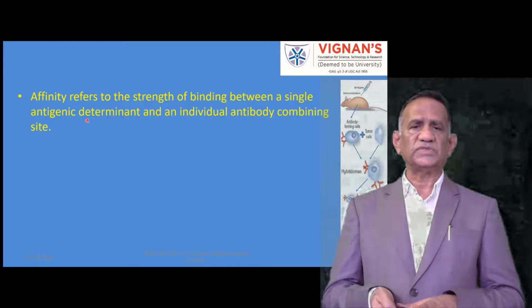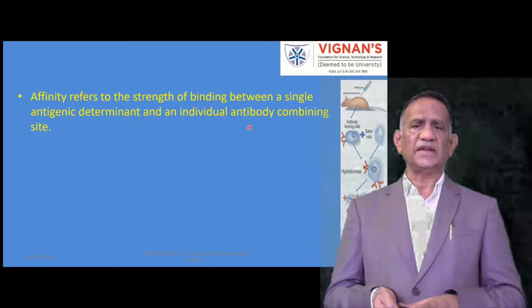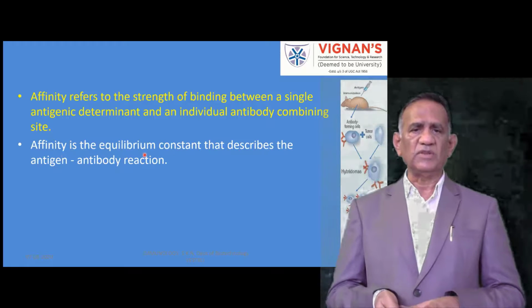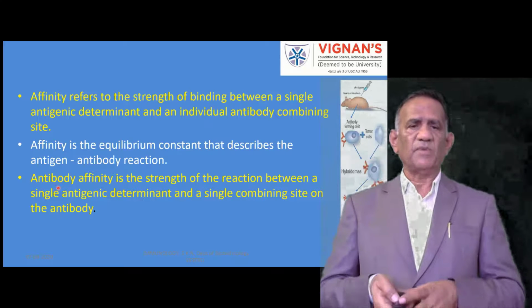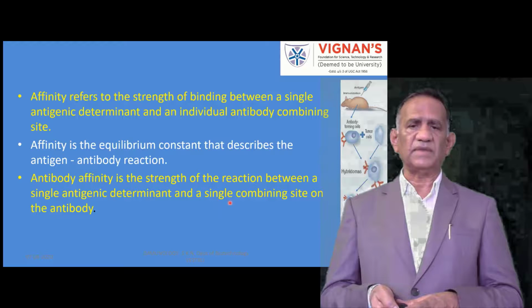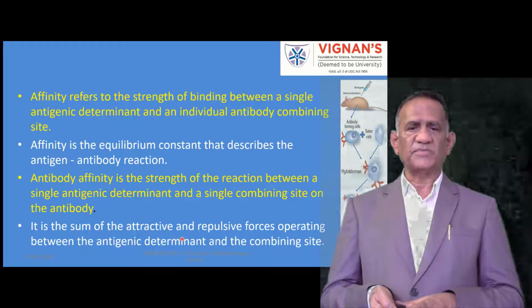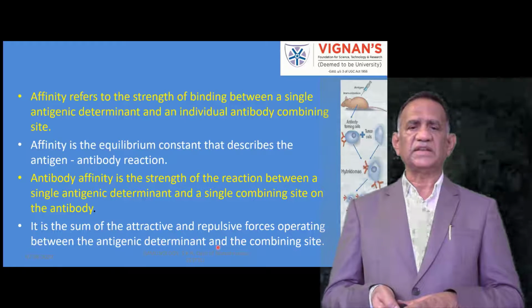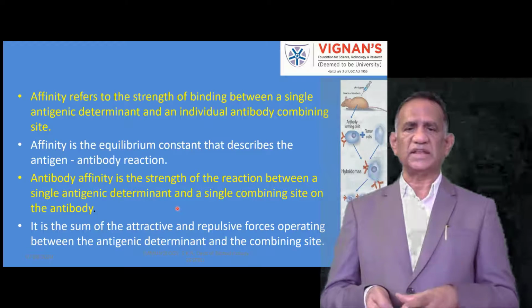Affinity refers to the strength of the binding between a single antigenic determinant and an individual antibody combining site. Affinity is the equilibrium constant that describes the antigen-antibody reaction. Antibody affinity is the strength of the reaction between a single antigenic determinant and a single combining site on the antibody. It is the sum of the attractive and repulsive forces operating between the antigenic determinant and the combining site. What are the attractive and what are the repulsive forces? We see in the next slides.